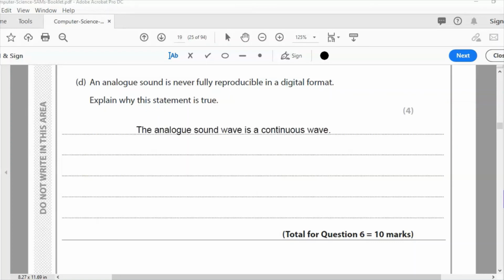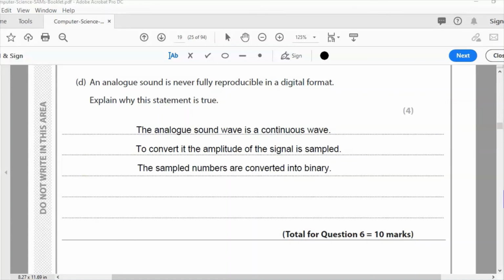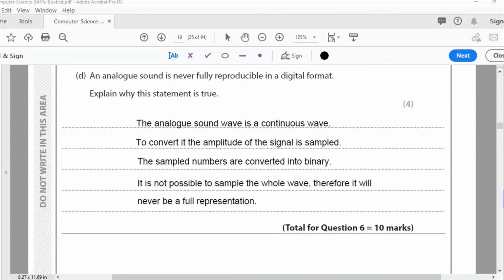So the first part, the analog sound wave is a continuous wave. To convert it, the amplitude of the signal is sampled. The sampled numbers are converted into binary. And finally, for my 4th mark, it is not possible to sample the whole of the sound wave. Therefore, it will never be a full representation. Now, that finishes question 6.